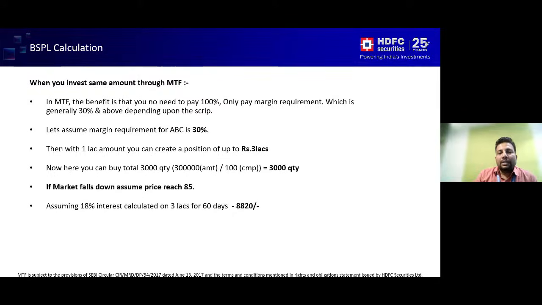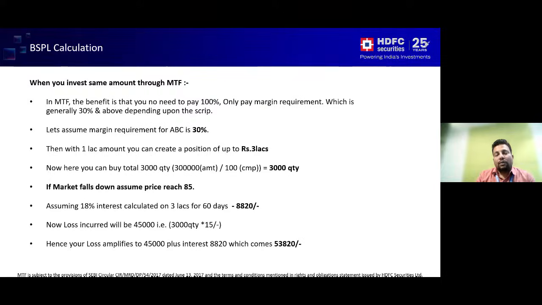Assuming 18% as interest calculated, the interest will remain the same at 8,820. Now the loss incurred was 45,000, that is 3,000 quantity with 15 rupees. So the total loss he has to bear is 53,820. So I have explained both scenarios of MTF: if the price goes up, you will get a good profit, and vice versa. In case of loss also, I have explained the same scenario with the same example.